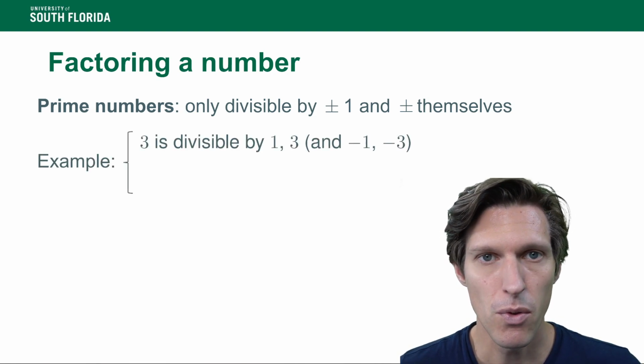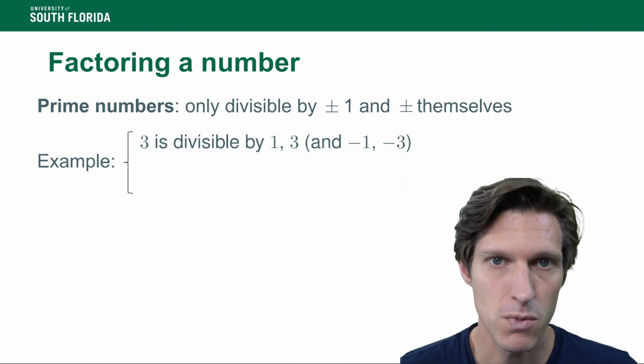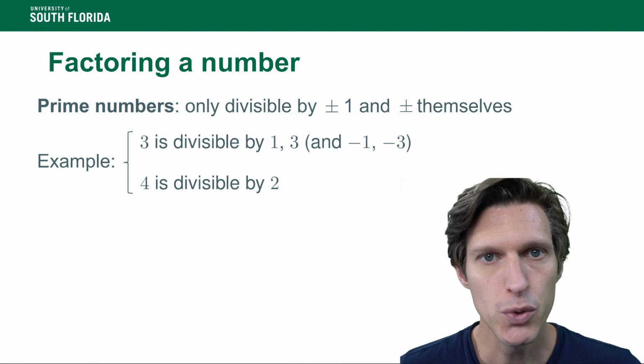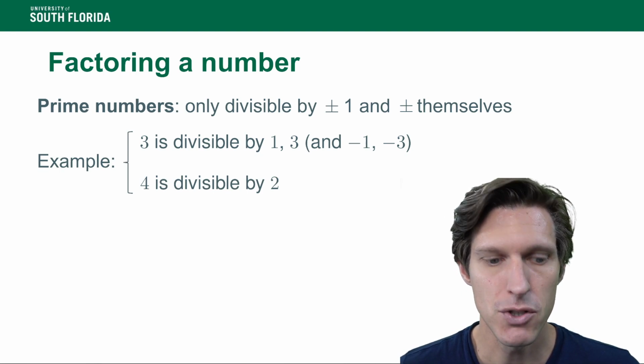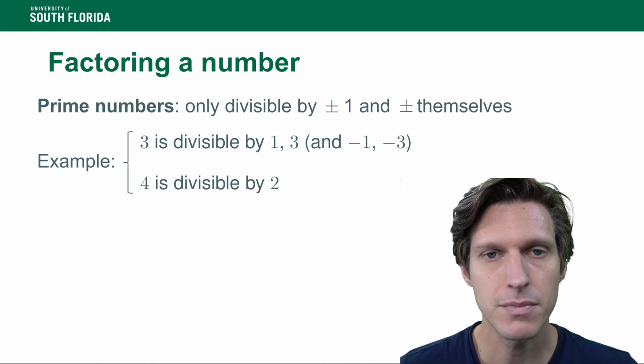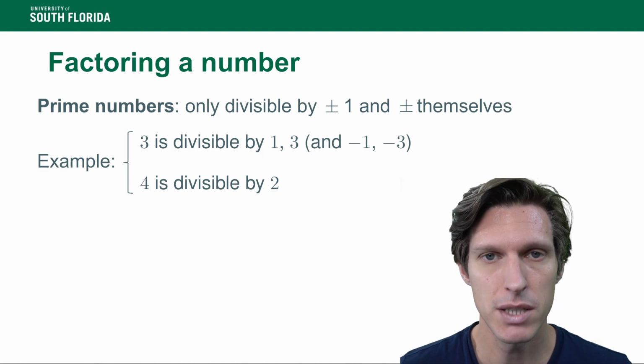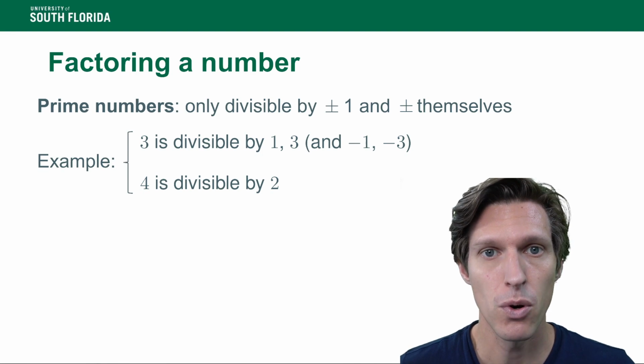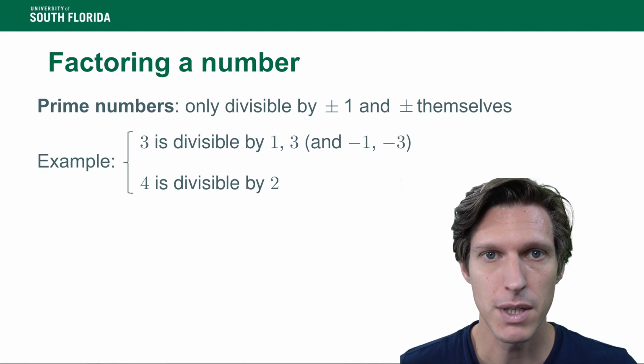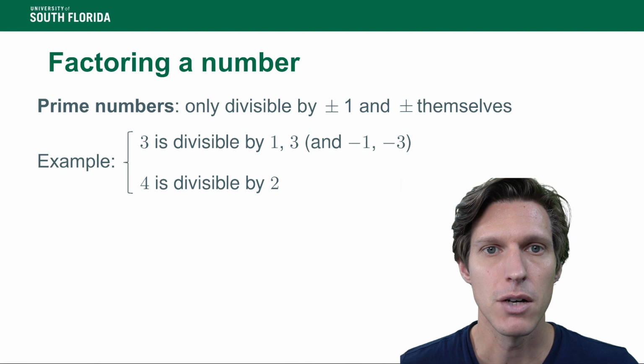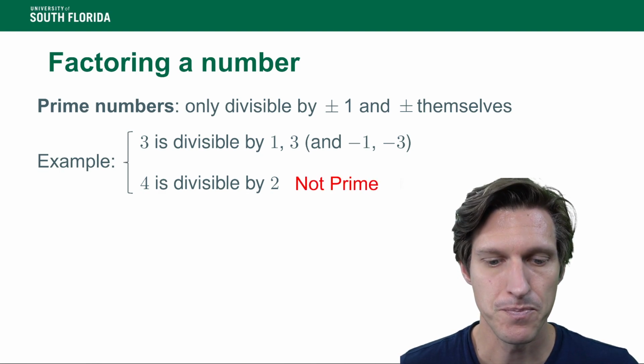So for example, 3 is a prime number because it's only divisible by 1 and 3 and minus 1 and minus 3. But 4 is not, apologies, because it's divisible by 2, which is not 4, minus 4, 1, or minus 1, okay? So that's why 4 is not a prime number.